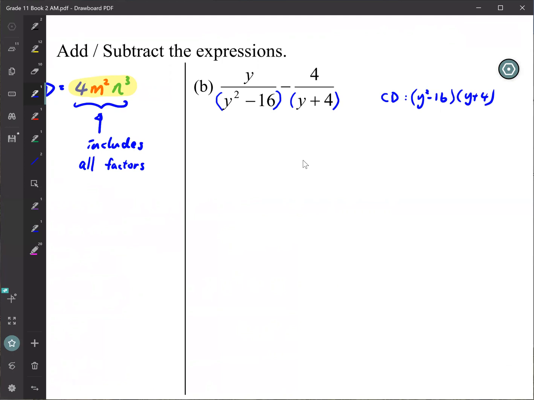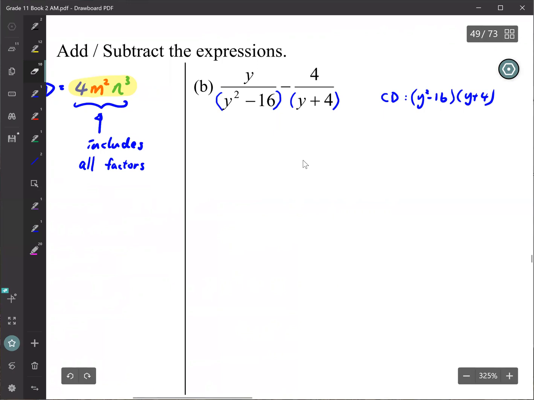But is this the lowest possible? We want to make our work less later, otherwise we will have difficulty simplifying. So we want to make sure the common denominator we get is the lowest common denominator.